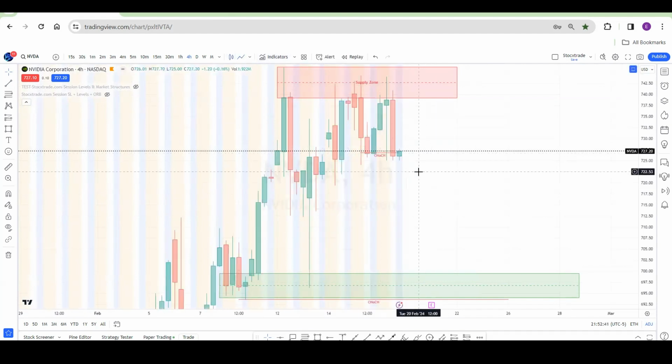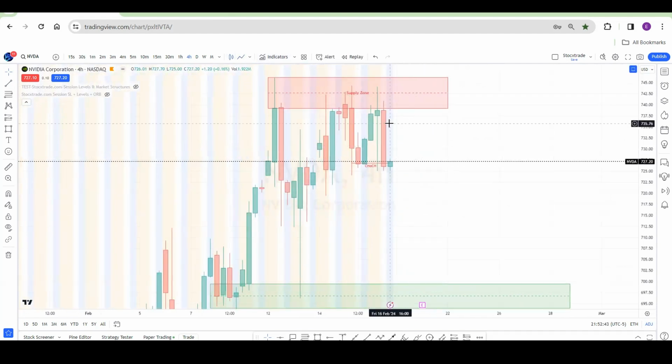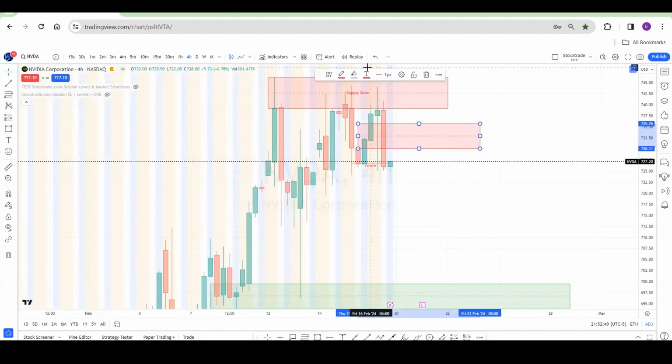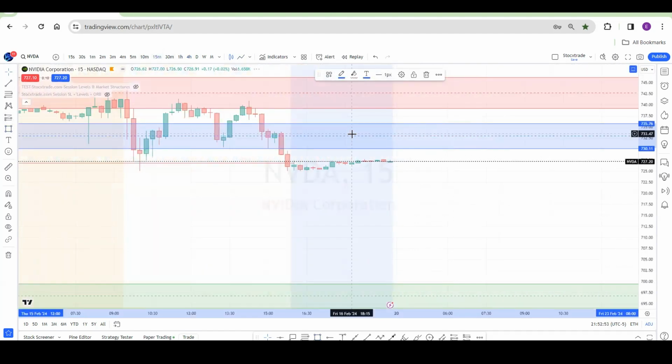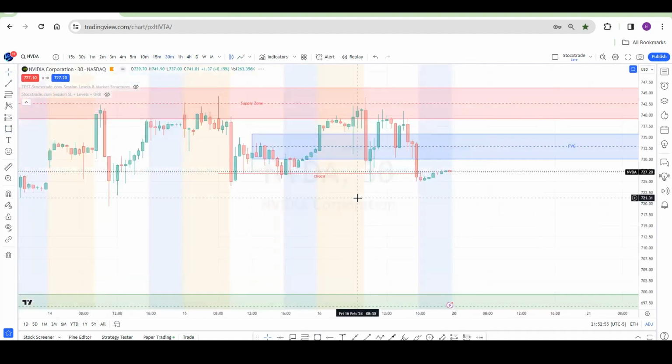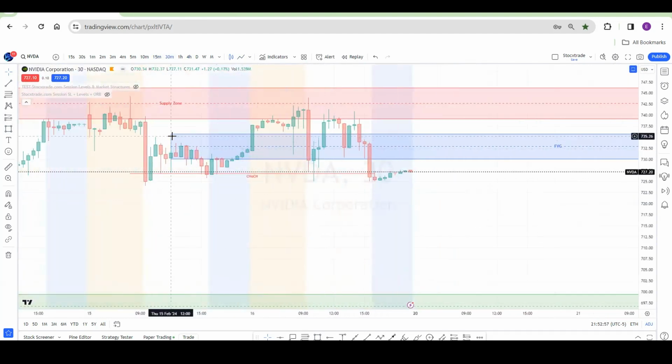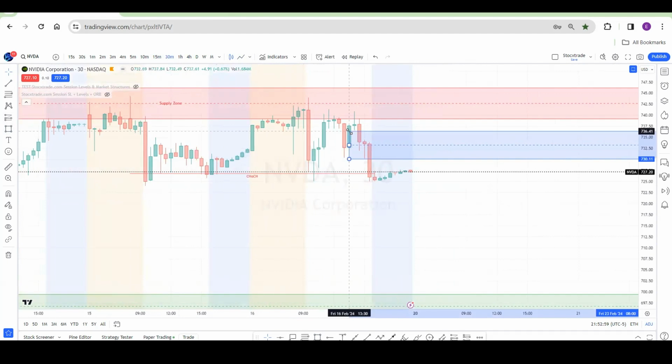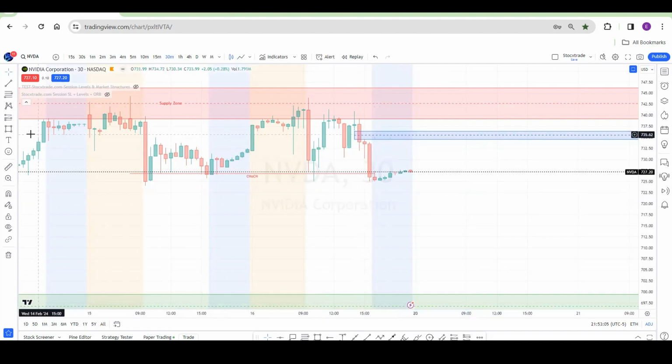So it might be, if this is the 4 hour and you go into the 30 minutes, you might find some fair value gap here in this zone. Let's see. This is the fair value gap. And another fair value gap is here.